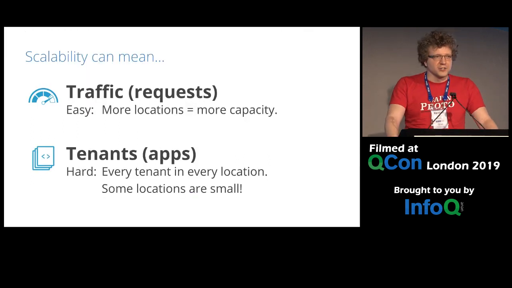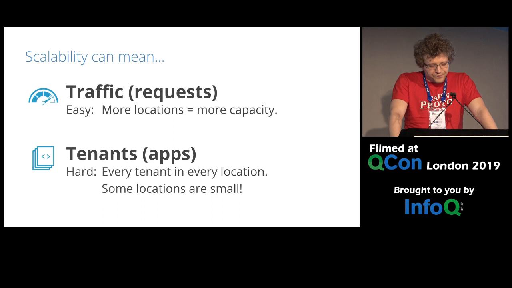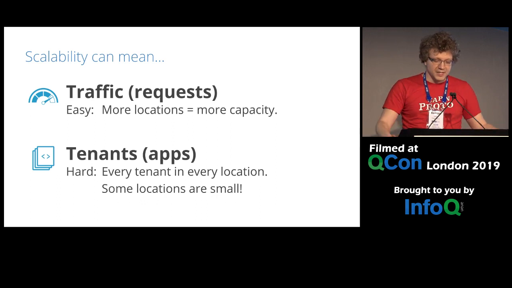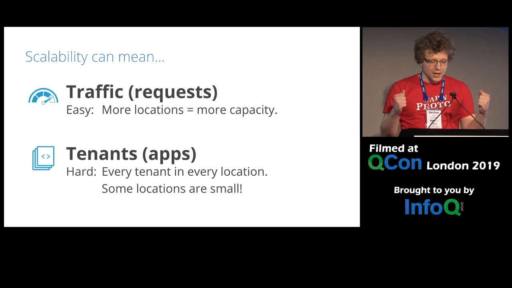There's a scalability challenge. And it's not the scalability challenge that we normally think about. Normally, we think about scaling to traffic, the number of requests that we can handle per second. And scaling to traffic is actually really easy for Cloudflare, because every time we add a new location, it means we can handle more traffic. And it's evenly distributed across the whole network. Our architecture scales out very nicely.